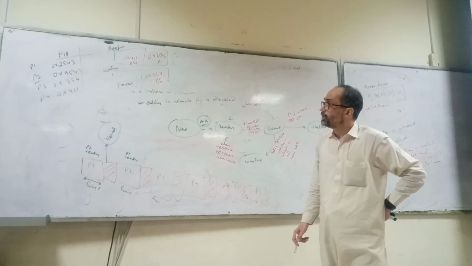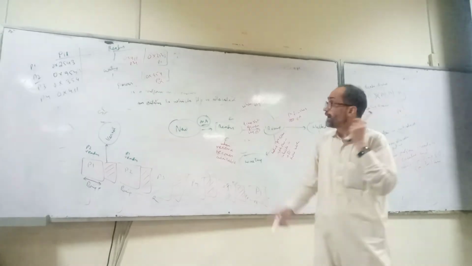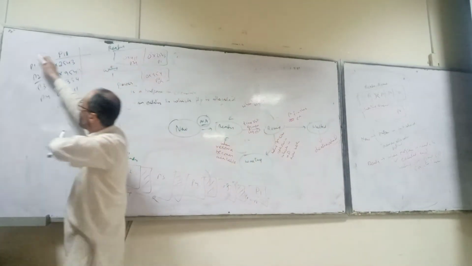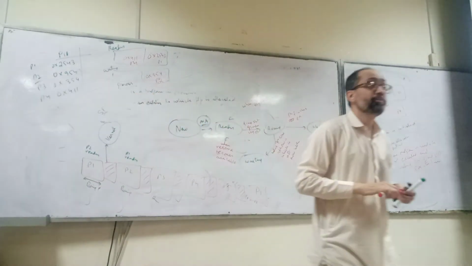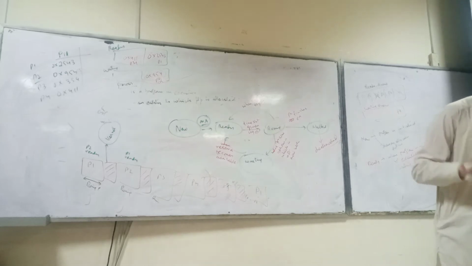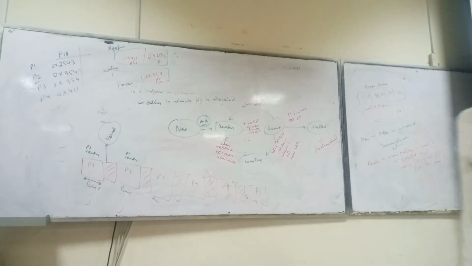So these are the ready queue and the waiting queue, and all this information we call the big bookkeeping operation. Should the bookkeeping be with the program or with the operating system? Operating system.